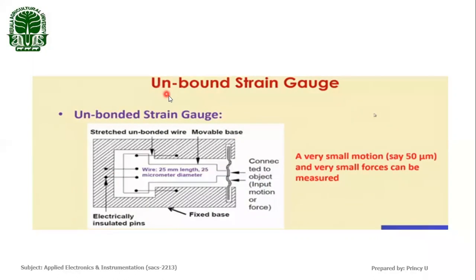Here you can see two frames. One is fixed, and the inner one is movable. The force or strain to be measured is applied on this movable frame. And there are four conducting wires connected here. You can see four conducting wires are connected between the frames.